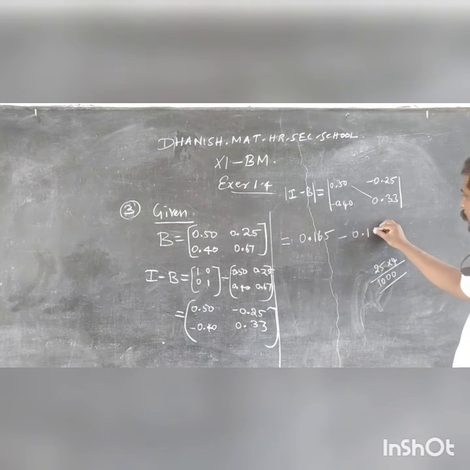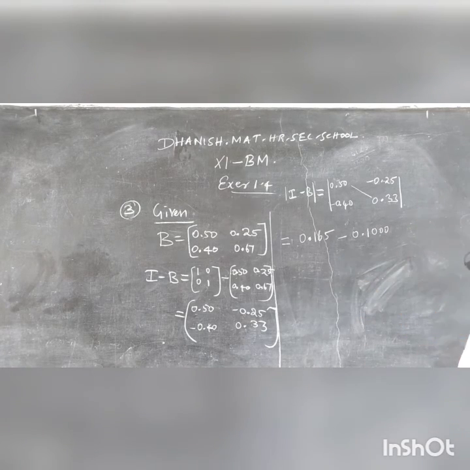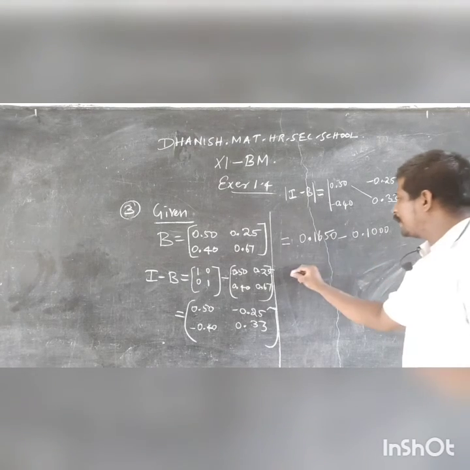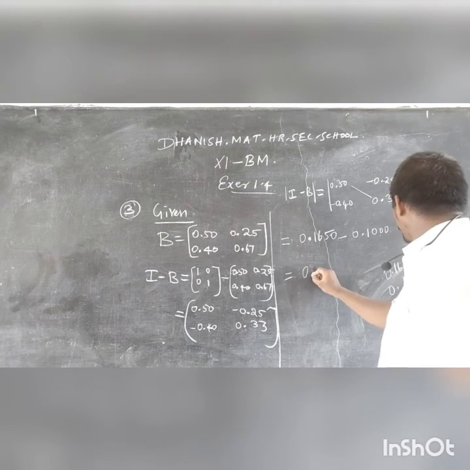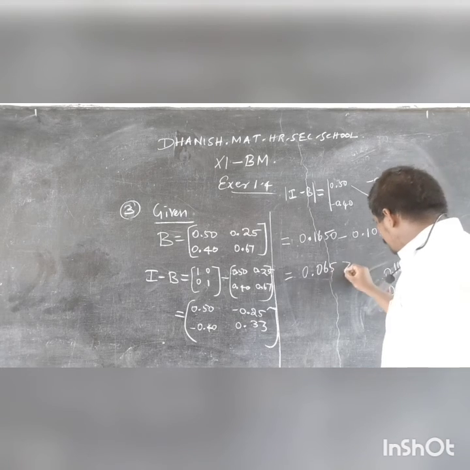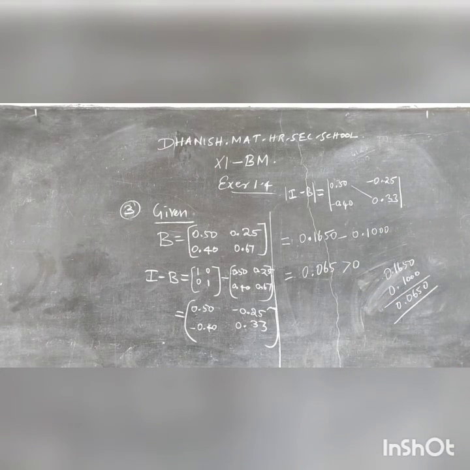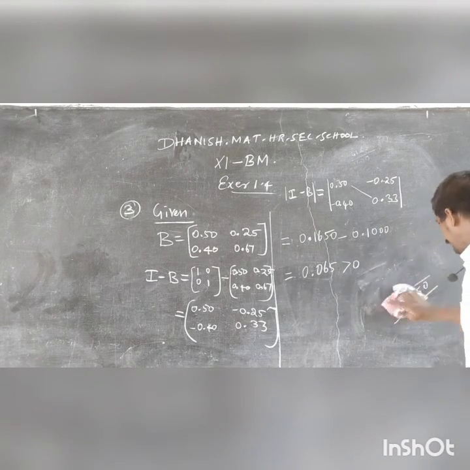Now you can take 0, 0, 0. You can put 1, 0 here. So if you subtract these two, what will you get? 0.1650 minus 0.1056 is 0.0. So our answer is 0.065, which is greater than 0. So our second condition is also satisfied.